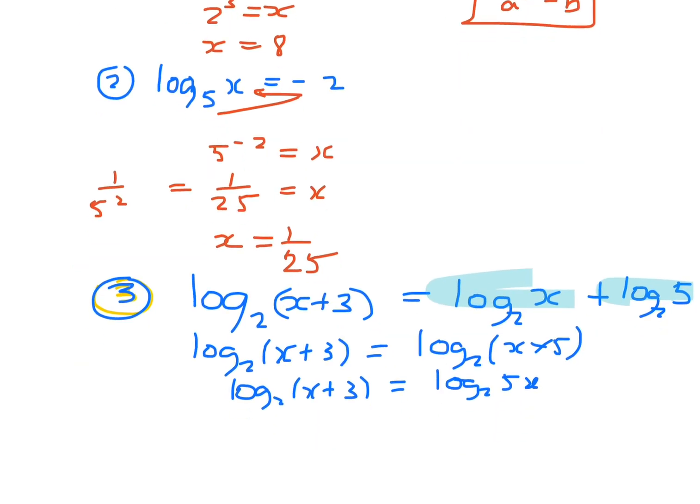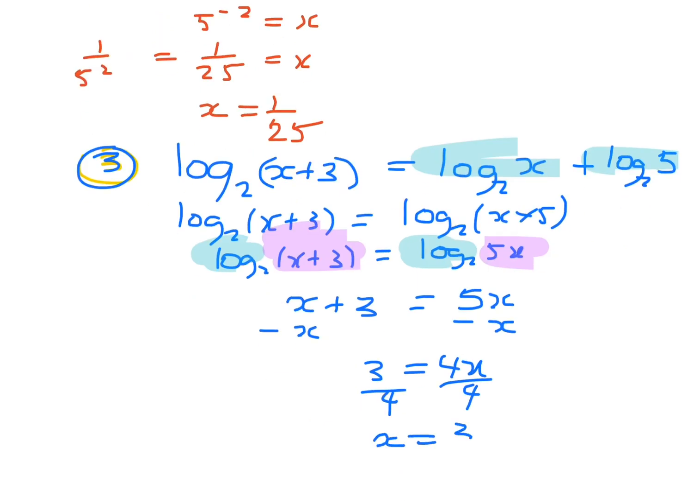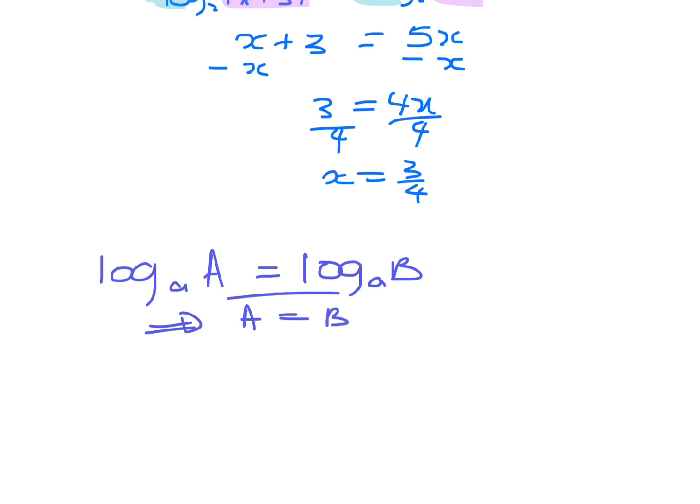Because this log here equals this log here, what's inside the log must be equal. The x plus 3 must equal 5x. When we solve this, you go minus x, so 3 equals 4x, and divide by 4. So x is equal to 3 over 4. The basic rule there: if you have the same base and log base a equals log base a of b, then that implies that a equals b.